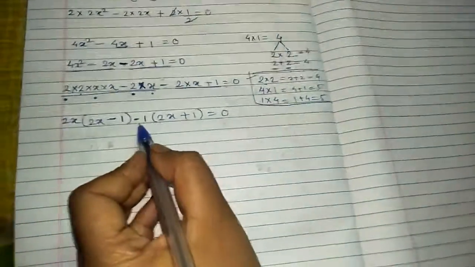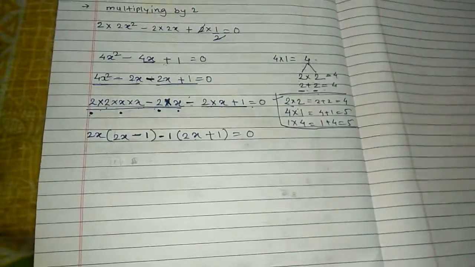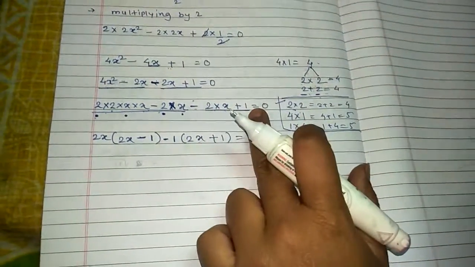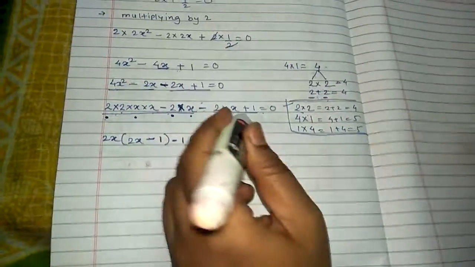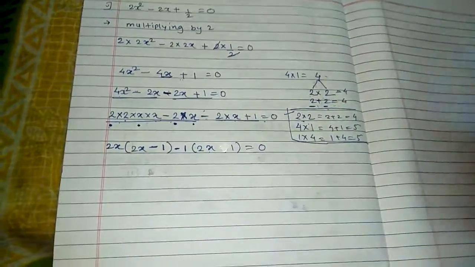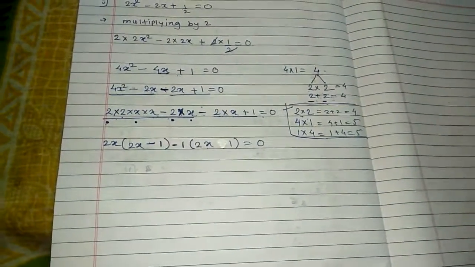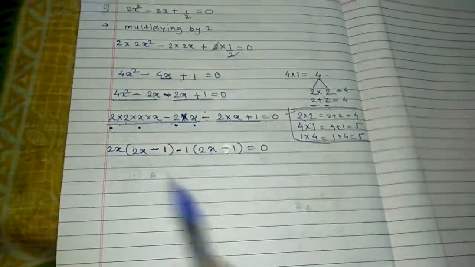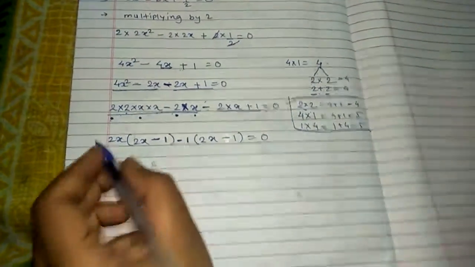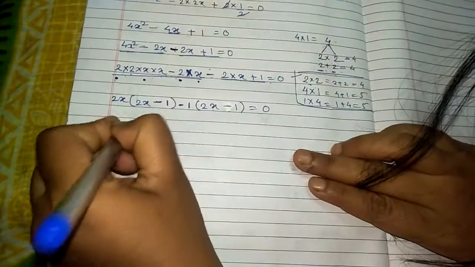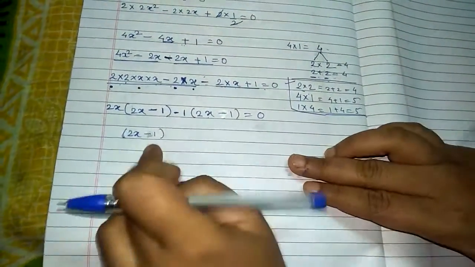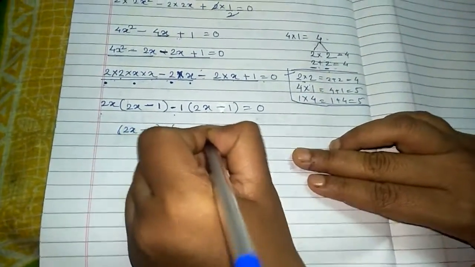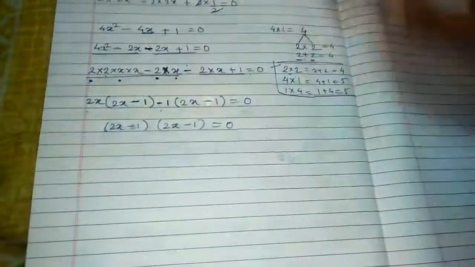Now see here, sorry, I made one mistake. Outside the bracket the minus sign is there, so the sign inside will change. This plus becomes minus. So here we give the minus: 2x minus 1 and 2x minus 1 are the same. So we write this common bracket 2x minus 1 once, and the remaining terms in another bracket. So 2x minus 1 is equal to 0. Now we compare this with 0.